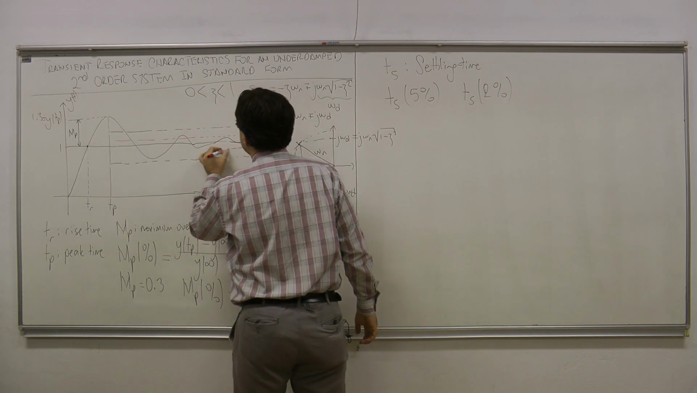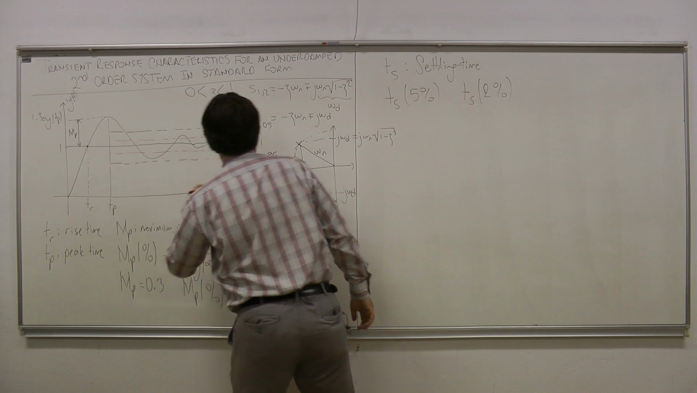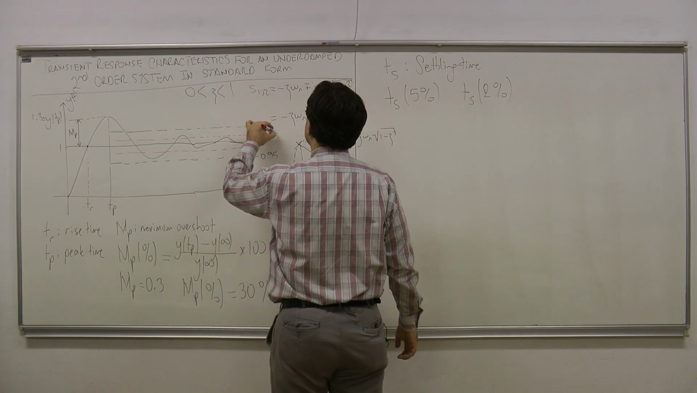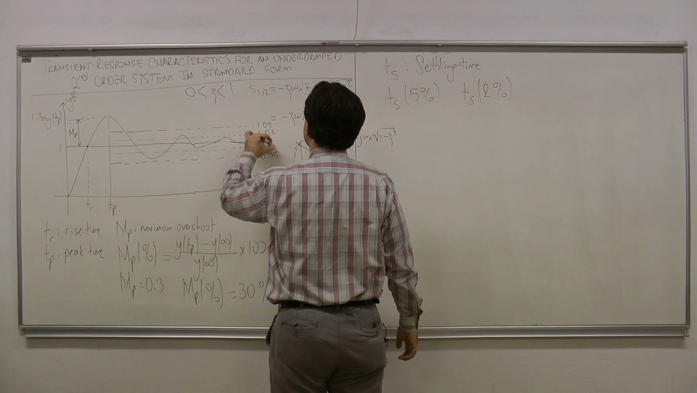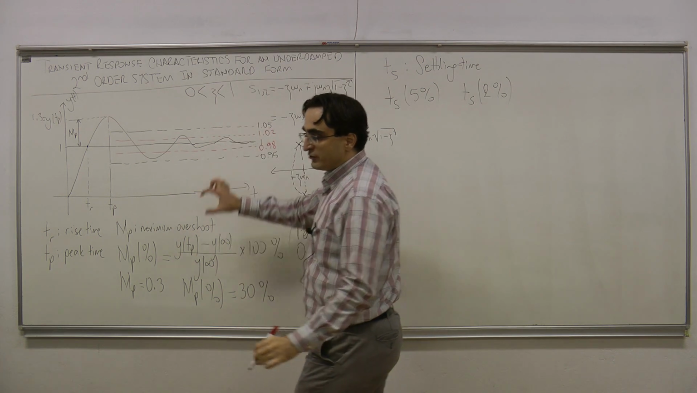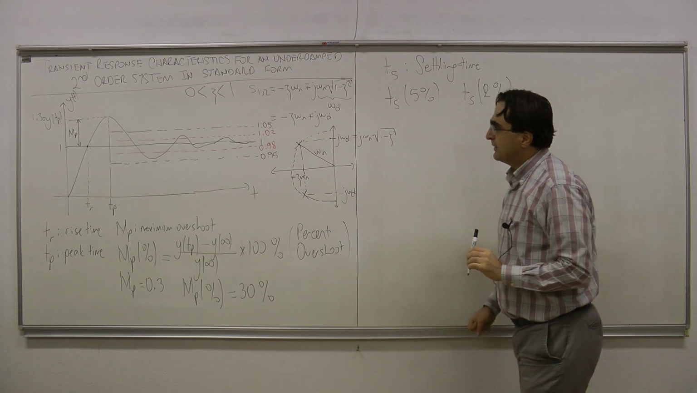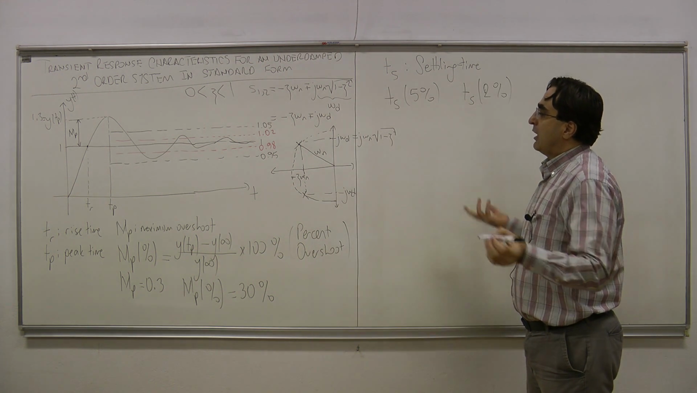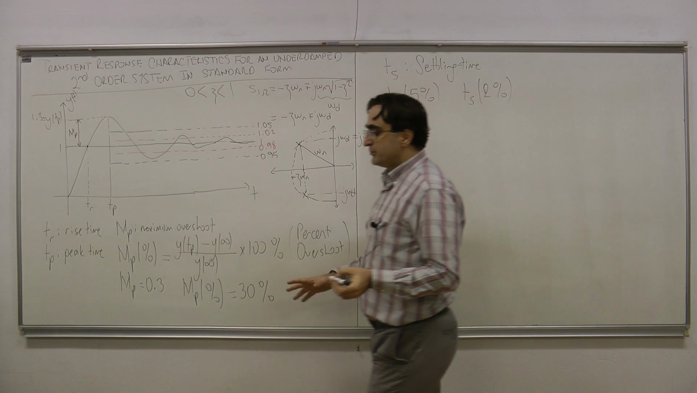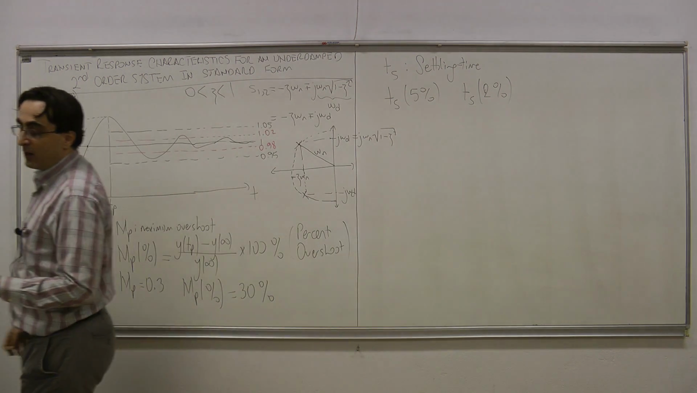So this range happens to be this one, and this point is 1.02 and 0.98. And this range, this red range, is called the 2% range. Okay? So with these ranges, we define what the settling times are.